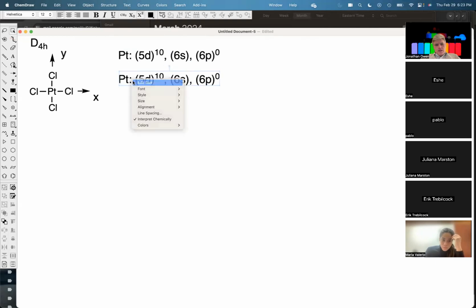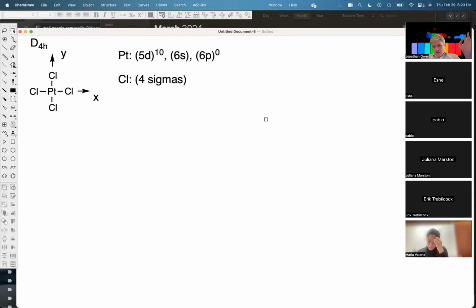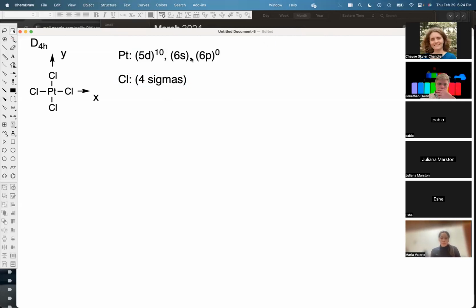And the chlorines, what we're going to say is that there are 4 sigma orbitals. And you could get fancier than that, and you could say the chlorine has s and it has p's and so on. But for just doing a sigma-only picture, we don't need to worry about that. We're going to treat it like it's a sphere and not get too fancy. Okay? So go ahead, Chase. Can you clarify how many electrons are in the 6s orbital? Sure.